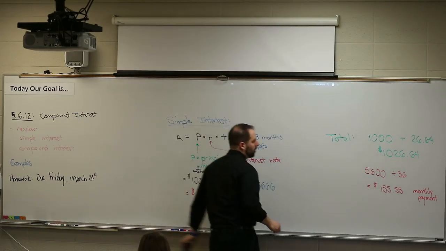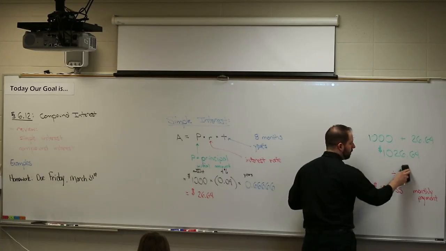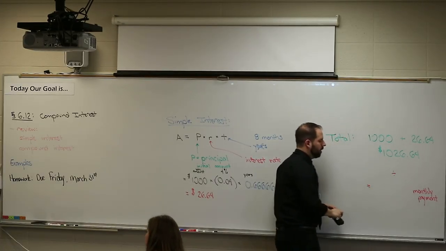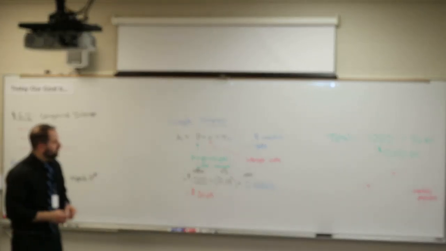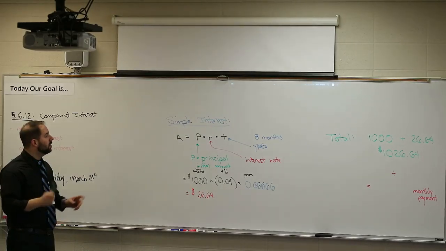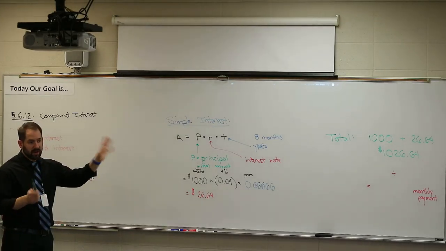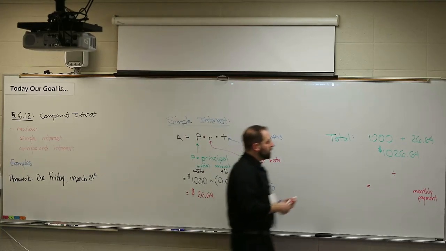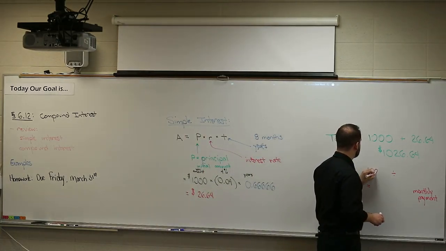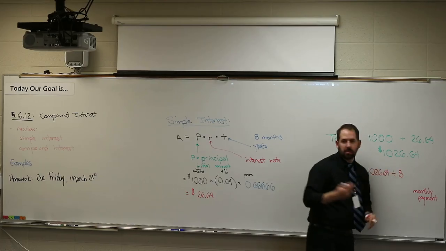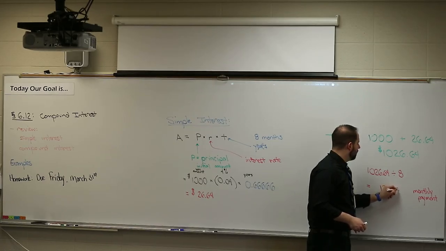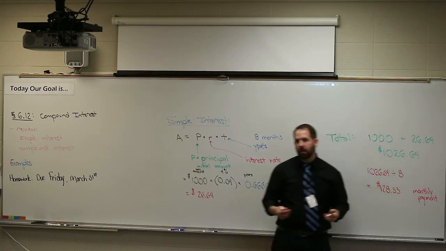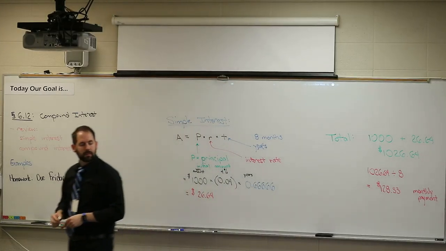Now, I want to know, what is my monthly payment going to be? How do you find monthly payments? You divide by the months. How many months? 8. So we're taking this $1,026.64, and we're going to divide by 8 months, because that's how many months you're going to pay it back. 128.33. So you're paying $128 a month for that $1,000 car. Not bad.